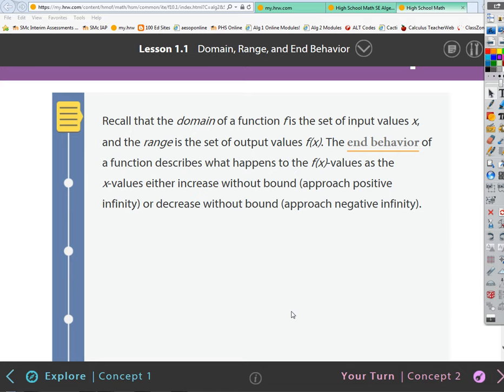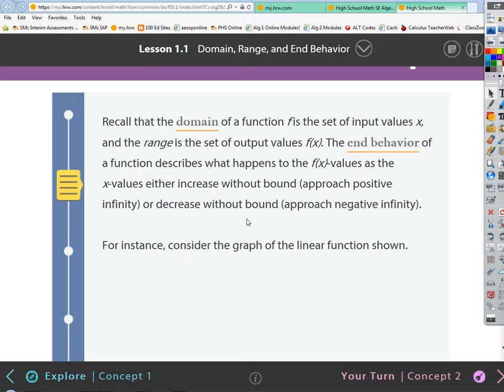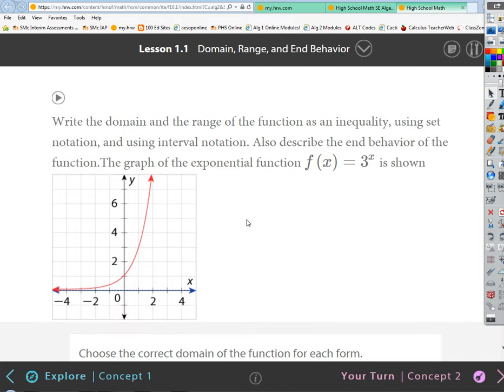Now the end behavior, we talk a lot about this in my calculus class. With end behavior, we're referring to what's going on way out to the right or way out to the left on the function. Sometimes we'll talk about the tails of the function, what's going on way out at the extremes. Okay, so let's skip down to this one.